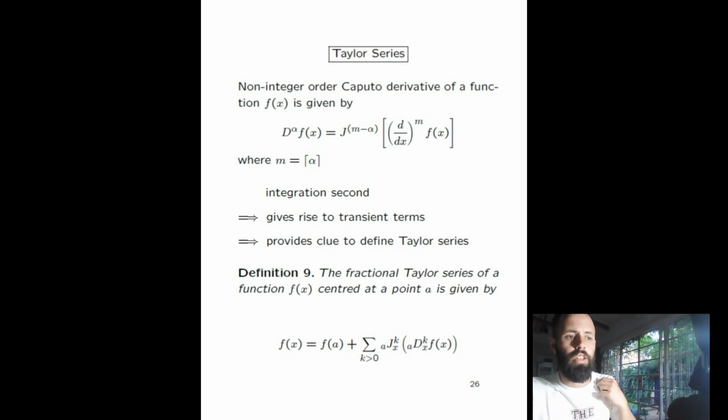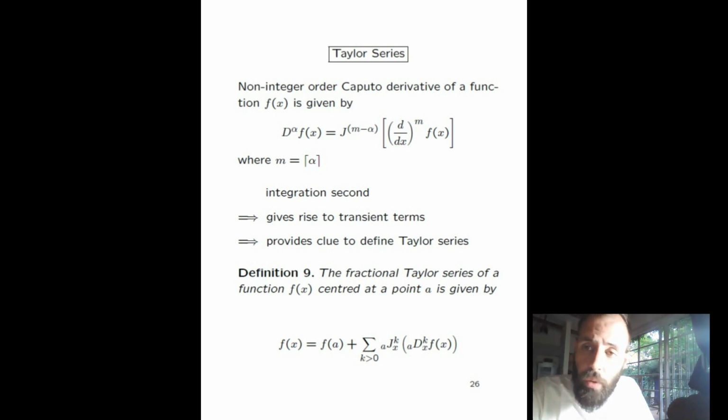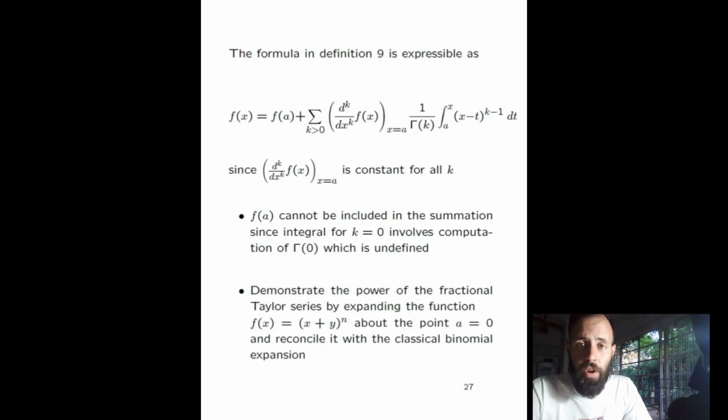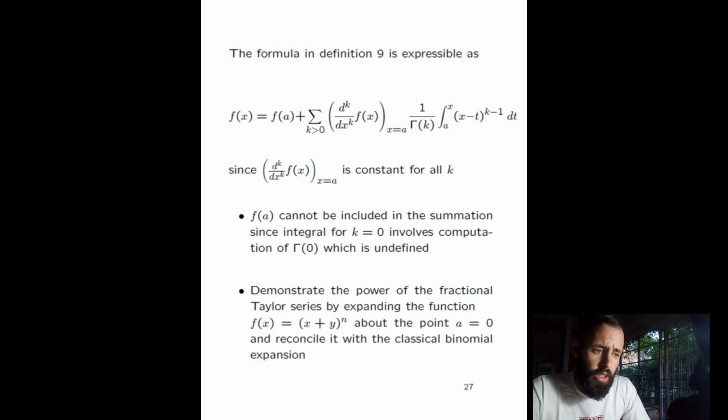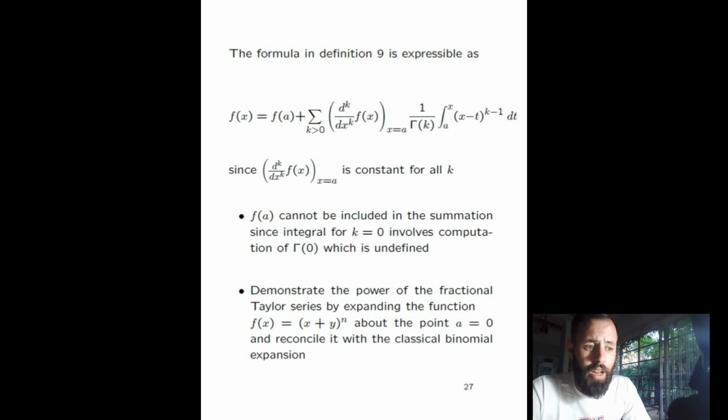So let's quickly look at this next thing. We can see that that formula is equivalent to this formula, which is given on the slides, the handouts that I've given you individually. So you can see that we can pull out this term, because if we evaluate them at a certain point, they are constant. So f of a cannot be included in the summation because this requires evaluation of gamma 0, which is undefined.